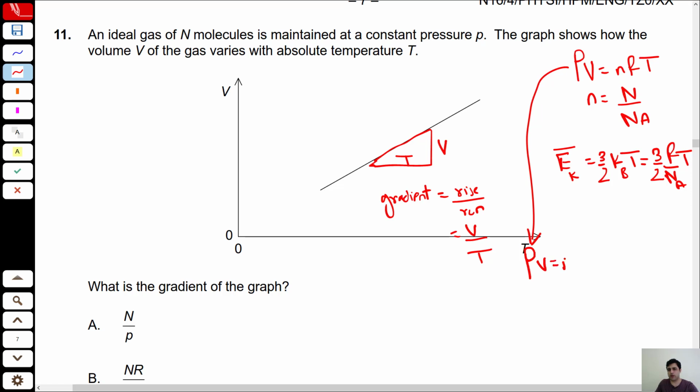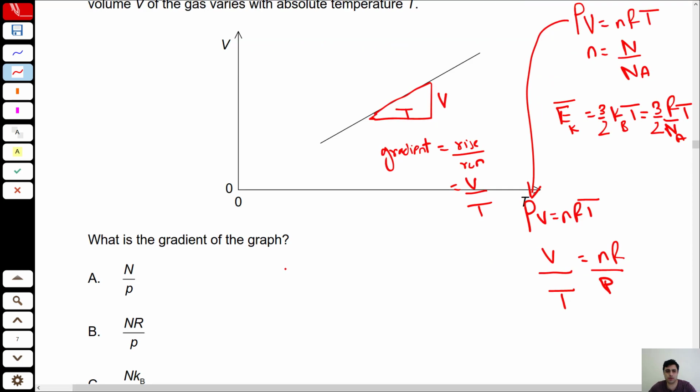So we know that PV equals nRT. Make V over T the subject, so keep the V here, move this capital T down there, and we have nR, and then you can move this P down there. Do we have any option that matches this?